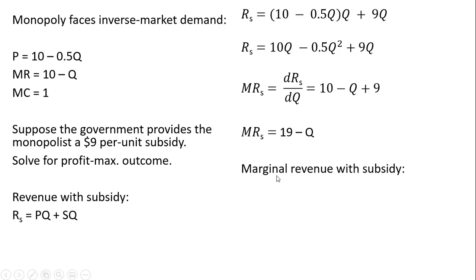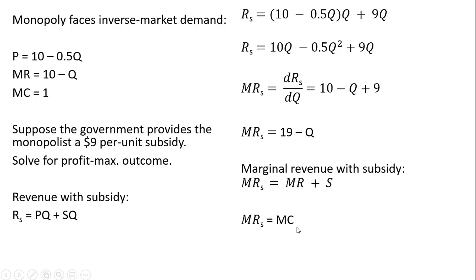One thing to note here is that the marginal revenue with the subsidy will just simply equal the regular marginal revenue without the subsidy plus the amount of the subsidy. So in other words, the marginal revenue with the subsidy will be the marginal revenue plus S, in this case $9.